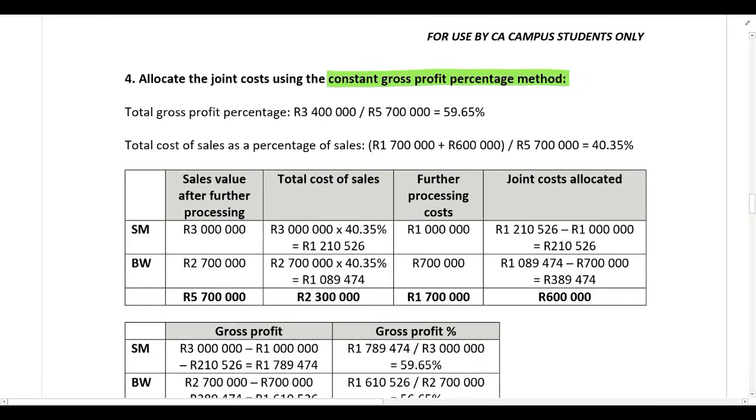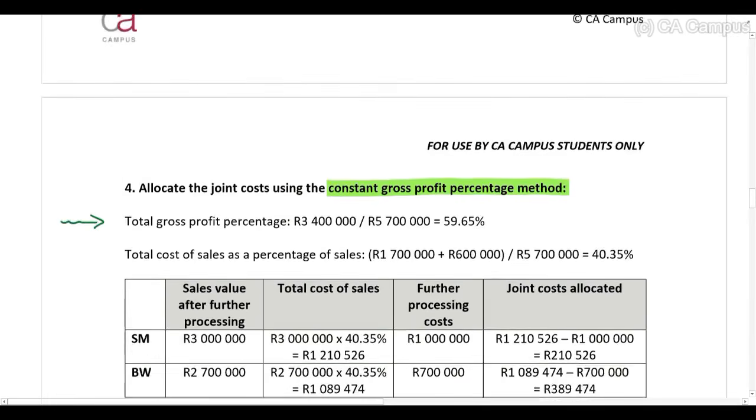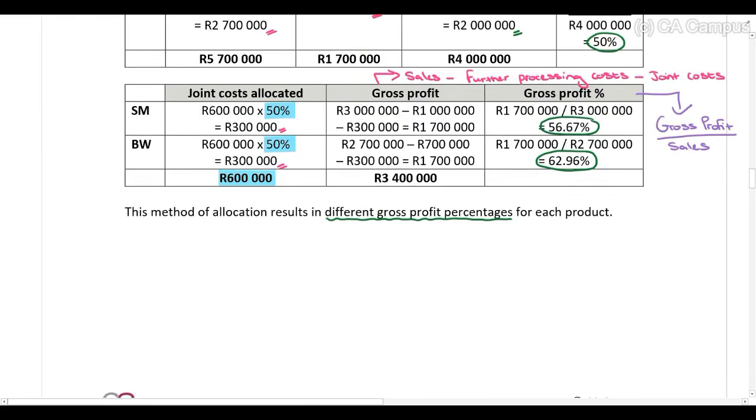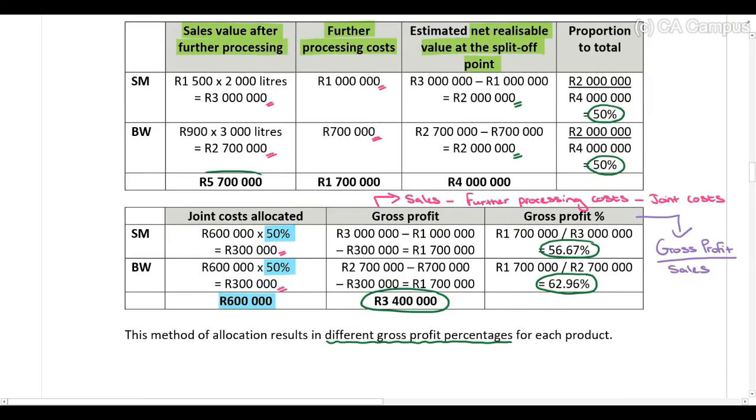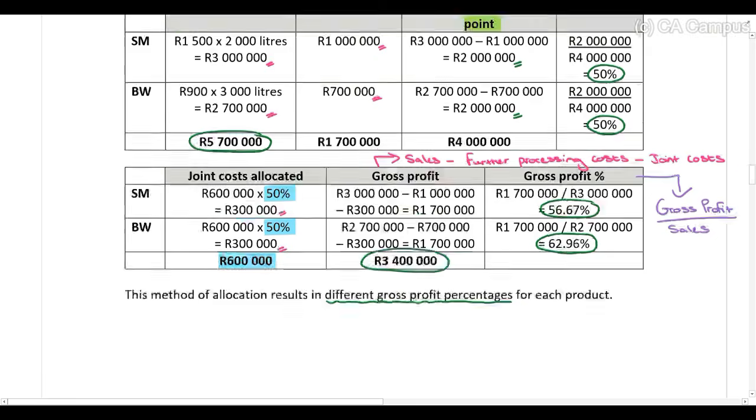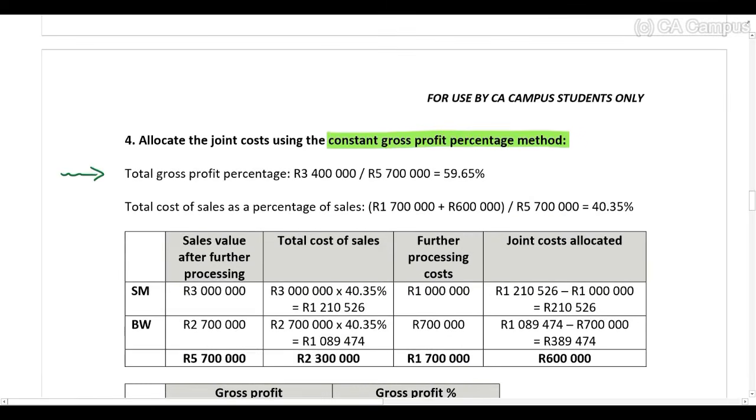So first we need to calculate the total gross profit percentage for the company as a whole. So we need to take total gross profit and divide by total sales. So if you go back to the previous example, there's total gross profit, there's total sales. Calculate the gross profit percentage for the company as a whole. And we are now going to allocate the joint costs in such a way that both products, both SM and BW, have a gross profit percentage of 59.65%.